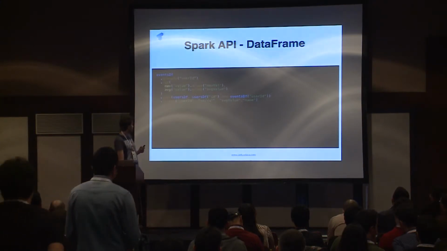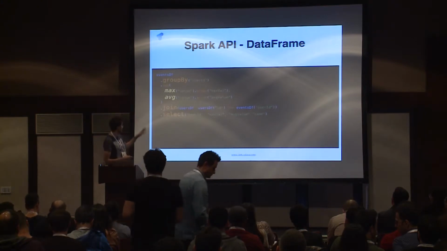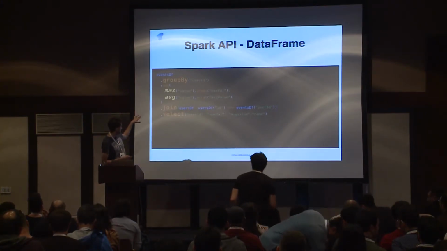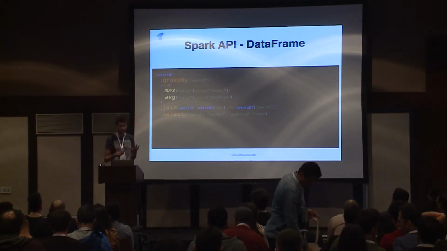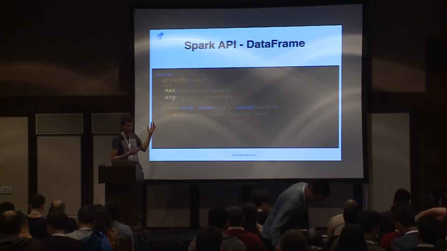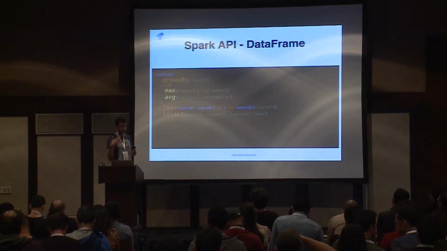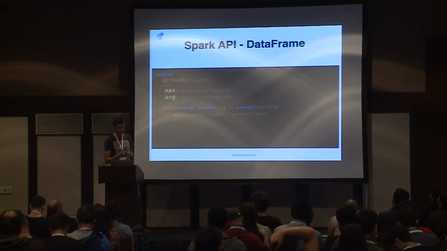So this is what Spark API looks like. I would like to just emphasize those keywords like group by, max, average, join, select. If you are familiar with SQL, you already get an idea what this does. And the point is, it's quite easy to express the business logic for anybody who is familiar with any modern programming language or even just with SQL.